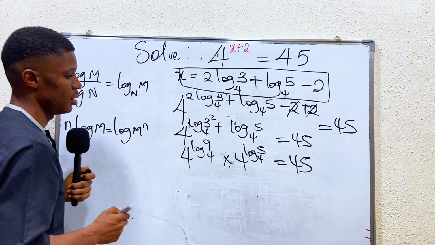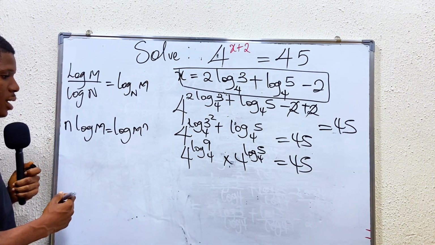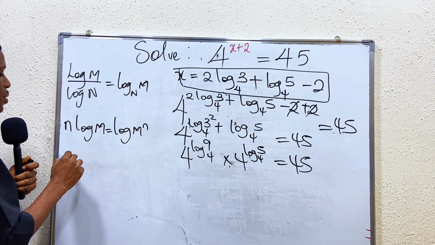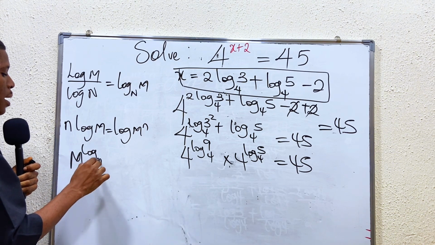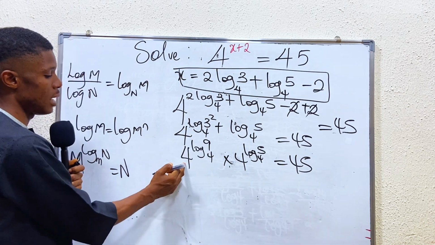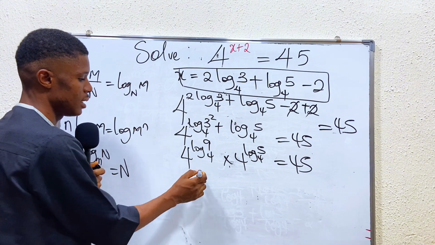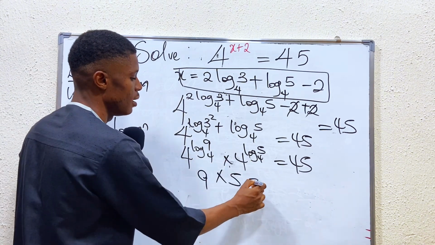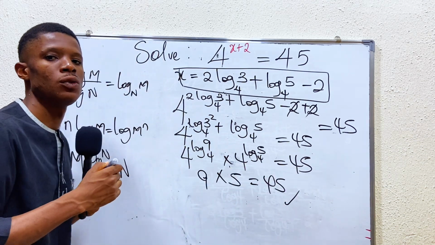So here, what do you see? You see that there's another law of exponent which says that when you have something like m to the power of log base m of n, the answer is n. So if you have this, our m now is 4, and the n is actually 9 for this one. Same thing applies to this, times 5, and that's exactly 45. And that's the required solution we need.